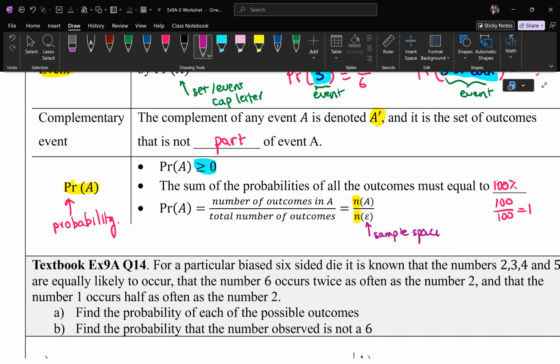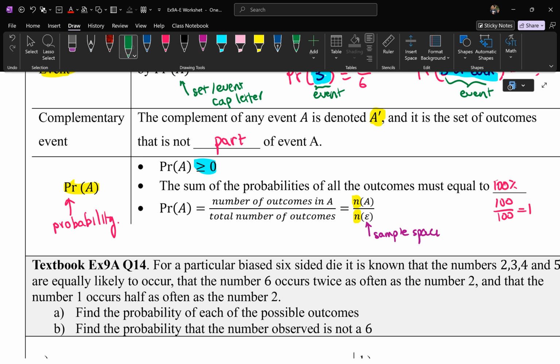What's the letter N in front of epsilon? Number. The technical name is called the cardinal number, and it just means the number of elements that the sample space has. If you think of N as number, it's how many items does the sample space have, and how many items does the event A have. That's what N stands for.